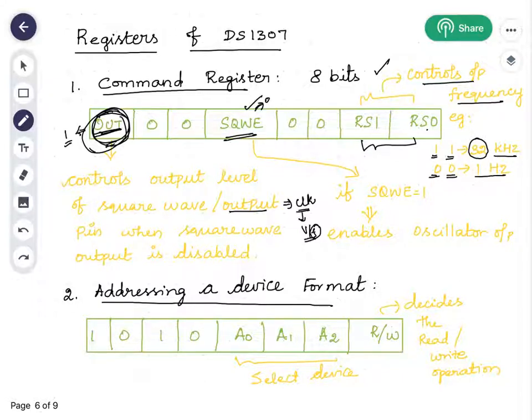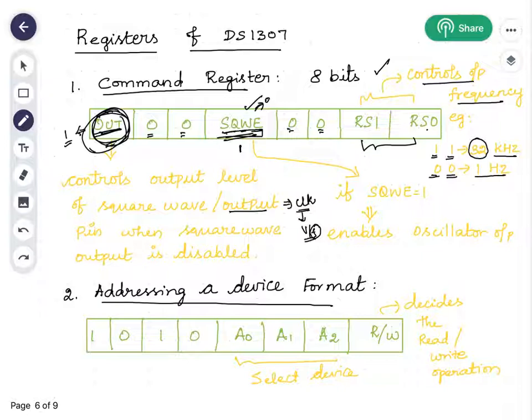SQWE is nothing but square wave enable. If it is 1, then it enables the oscillator output to generate the normal square wave pulse. This is the command register of DS1307. These bits are 0. It is standard 1.